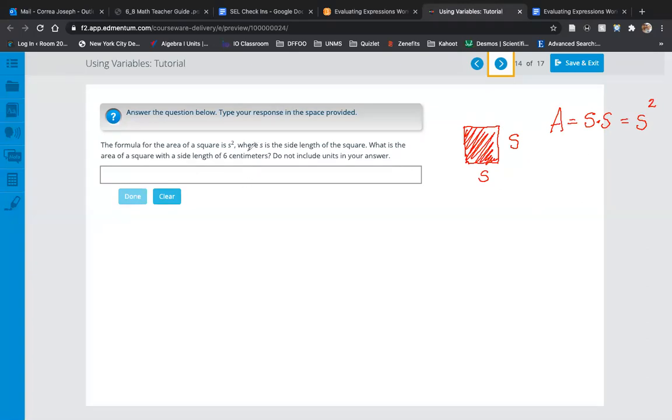What it's telling us here is that we actually know that that side length of the square is 6 centimeters. So if we know that S is actually equal to 6, can anybody tell me what's the area of this square going to be? And basically what we need to do is just take this value of 6 and replace it in the equation.